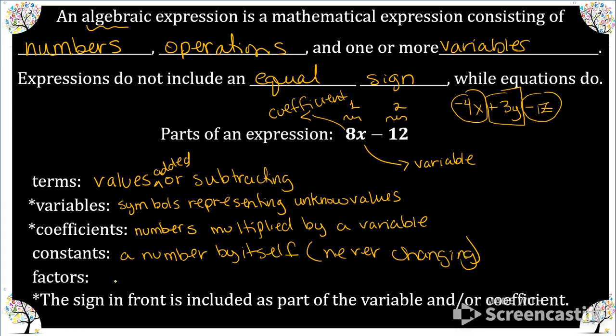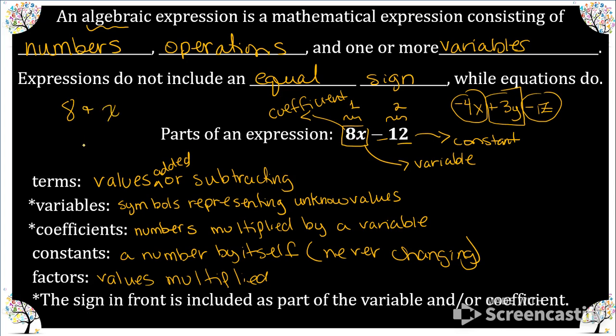So factors are the values that are multiplied. In our example, let's document this. This is our constant, but remember, the negative goes with it. So back to factors. Here, the only multiplication we have going on is in the first term. So this term 8x has two factors. 8 and x are the factors of this term because they are being multiplied.